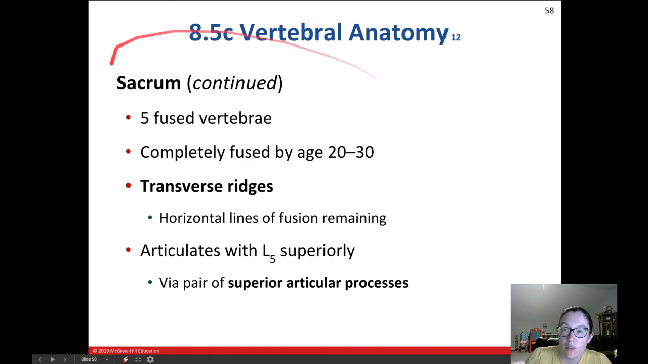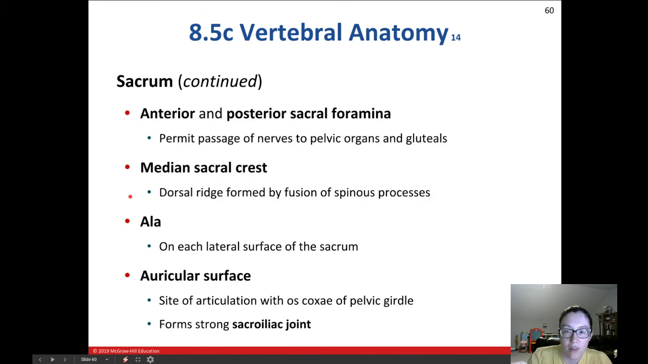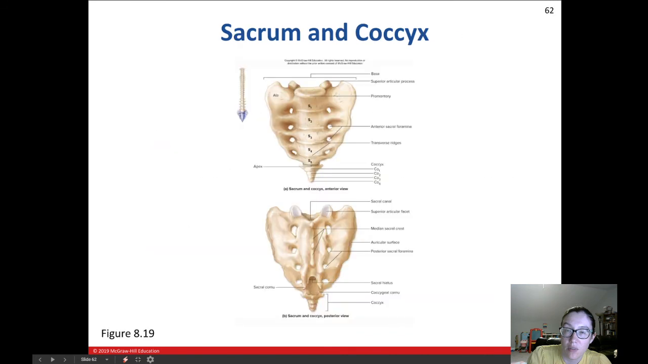It has 5 fused vertebrae, and the main thing, I will maybe take some of these slides out for you guys. You don't need to know all of these. You need to know the sacral hiatus right here, and that's it. So you don't need to worry about all the other areas. Not that they're not important, just that for this class I won't test you on them. So be able to identify the sacrum and know the sacral hiatus. It's going to be this guy down here.